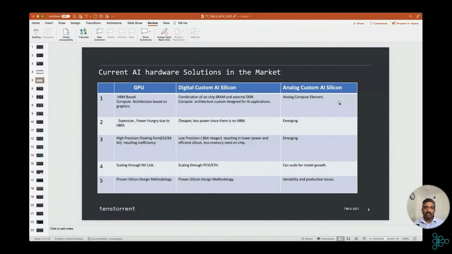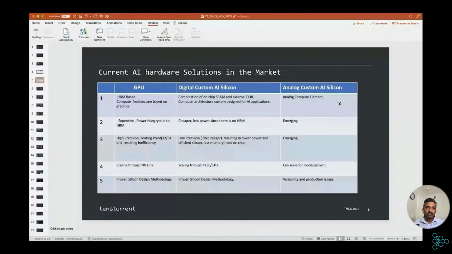On the analog side, they're still trying to figure out what's the right architecture, but the analog solutions are targeting building the cheapest compute element, and it's mostly an emerging field. If you look at GPUs, they really started with very high precision floating point, 32 and 64-bit, which resulted in inefficiency. But typical custom AI silicon is really low precision, which results in low power and very efficient silicon. And because it is low precision, you also need less memory on chip, which prevents the need for high bandwidth memory or expensive memory, so you can use DDR.